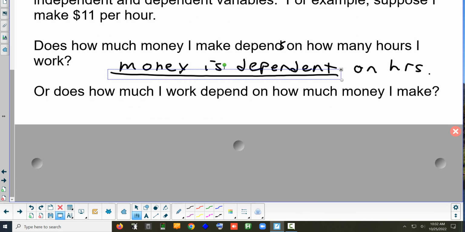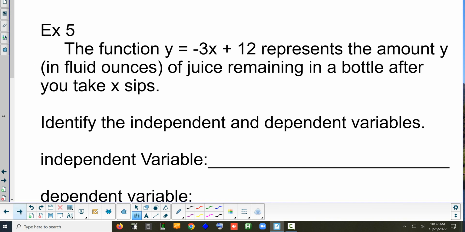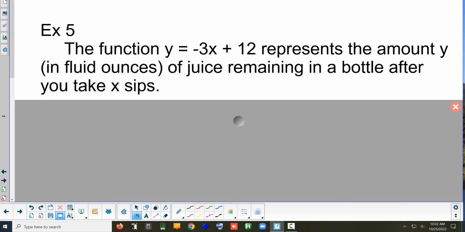Let's look at our last one. So we have a formula. We don't have to come up with it. They already gave it to us. You don't have to worry about why this is the formula. That's just the formula. And it says that the function y equals negative 3x plus 12 represents the amount of ounces of juice remaining in a bottle after we take x sips. So every time you take a sip, we're assuming you sip the same amount, just to keep it simple.